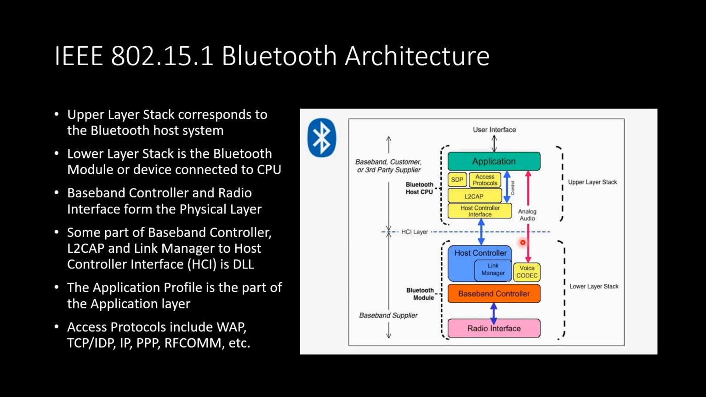There is a clear distinction between the physical layer and the data link layer, as you can see here, the radio interface and the baseband control. Also, the application layer is quite different from the network layer, but the network layer and the data link layer are sort of mixed here, and in its entirety it is called the middleware layer.